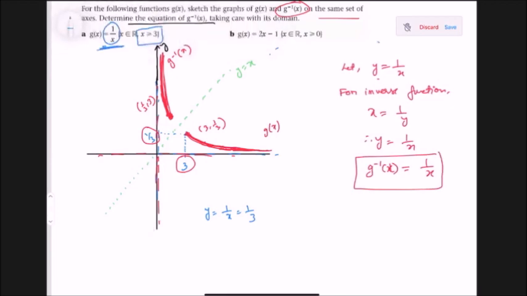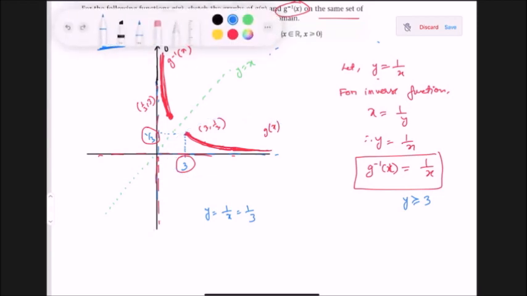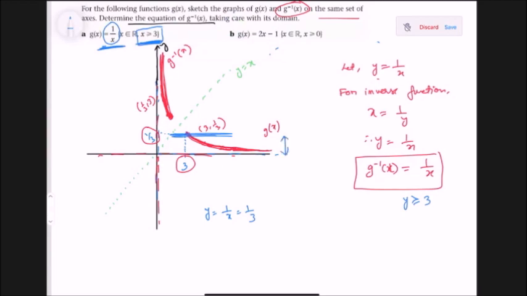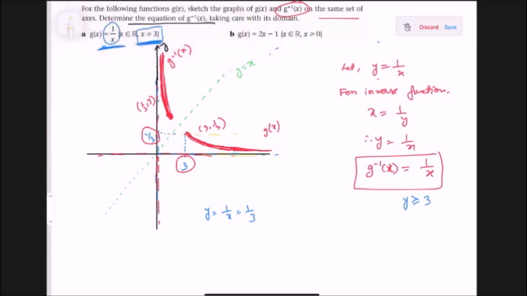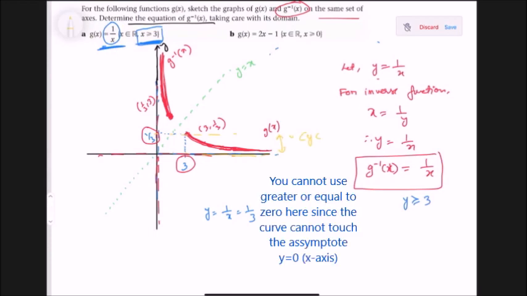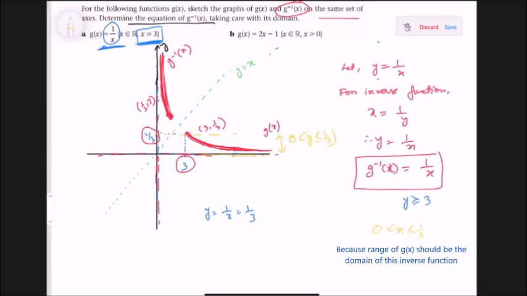The domain for g of x was x greater than or equal to 3, so it means the range for this will be greater than or equal to 3. And if we look at the original graph g of x, the maximum point is here and the minimum point has to be above the x-axis, so that's the range. So for g of x, y is greater than 0 but less than or equal to 1 by 3. So the domain for g inverse should be greater than 0, up to 1 by 3.